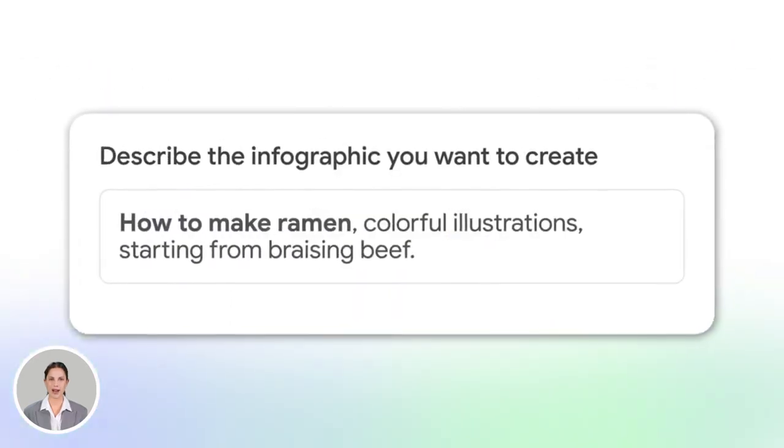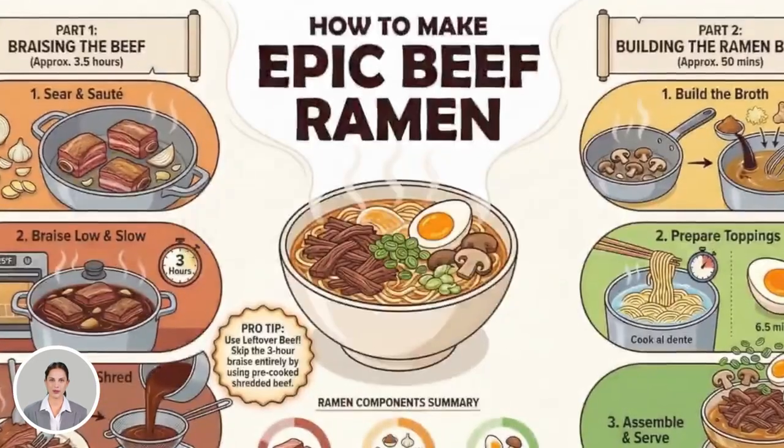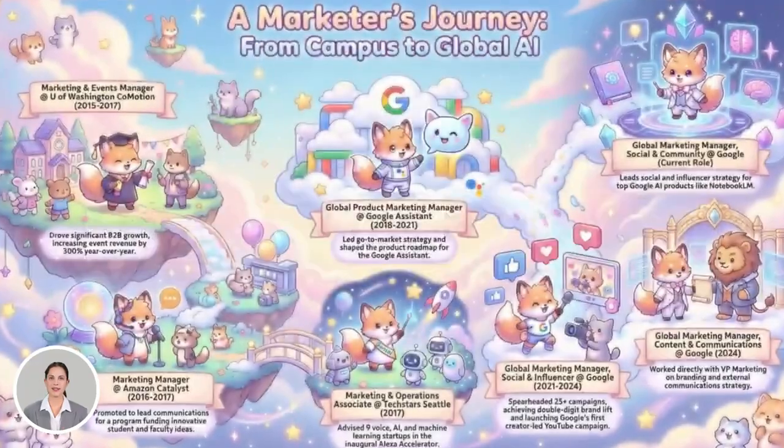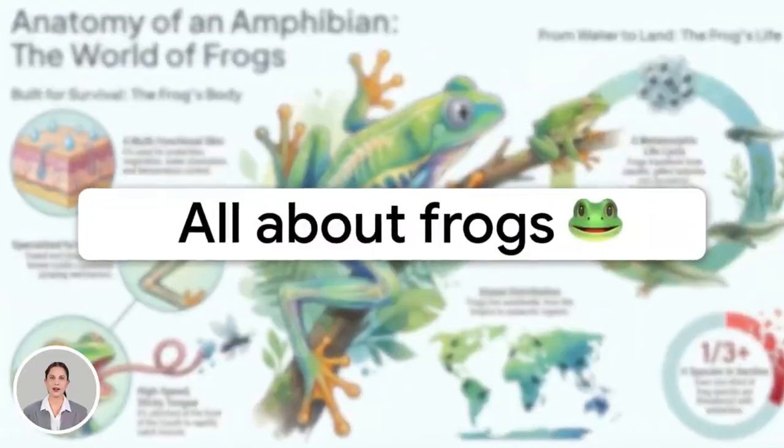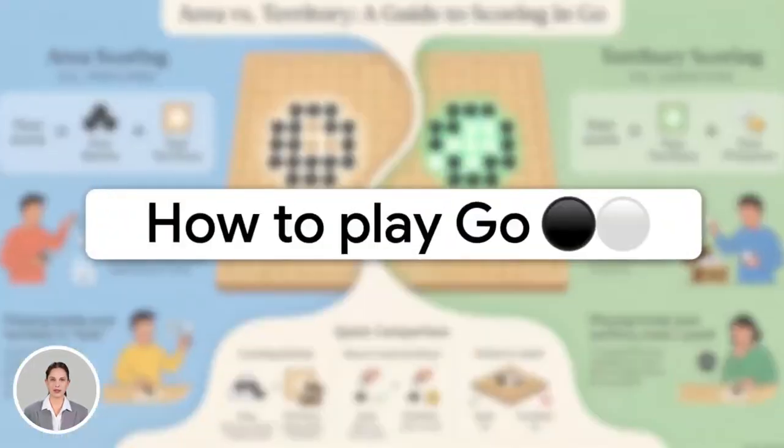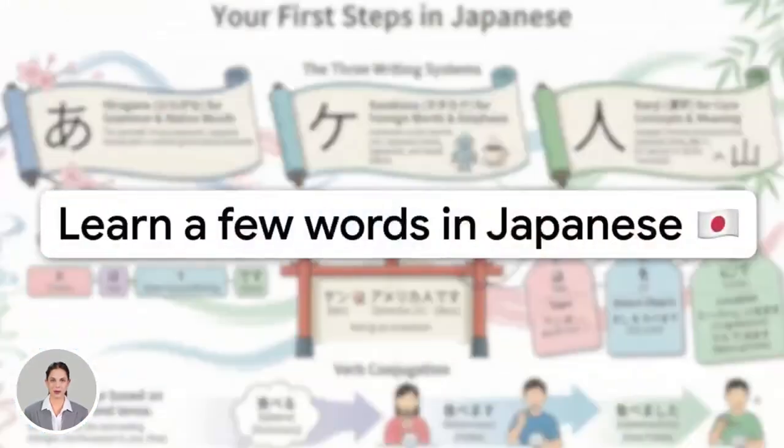It generates in the background so you can keep working while it builds. When it is done, you can zoom in, download it as a PNG, share it, or rename it. Available for users 18 and over on web and mobile.